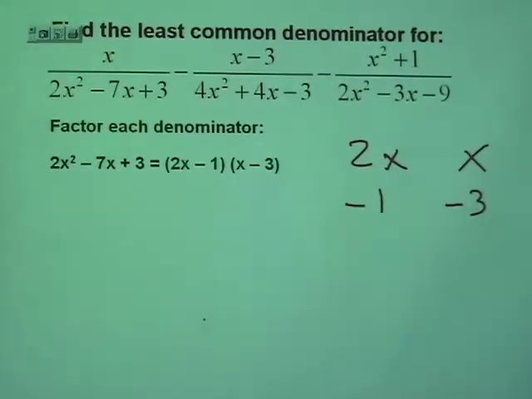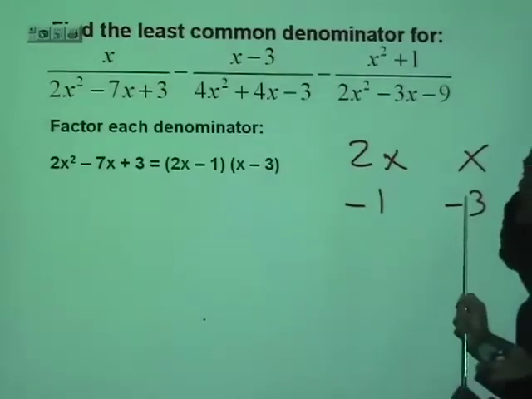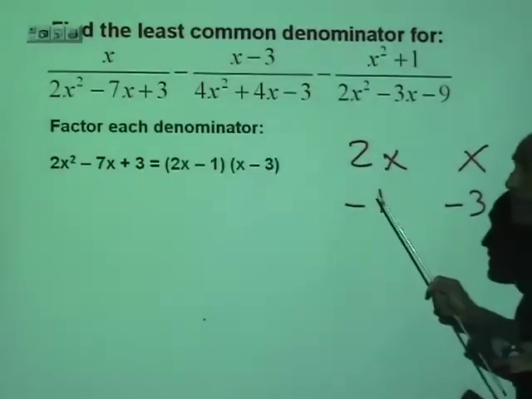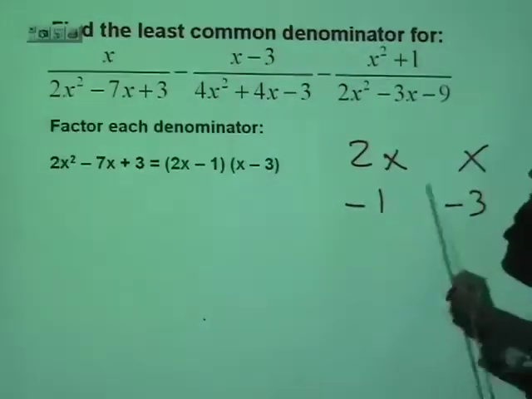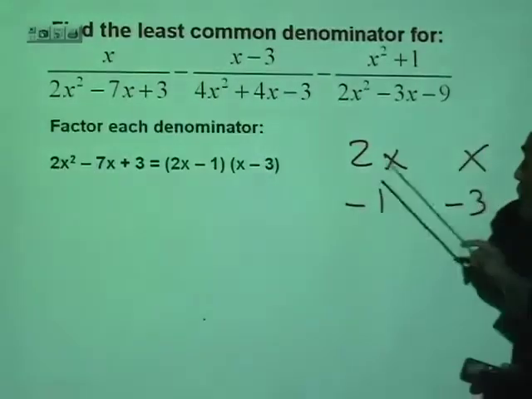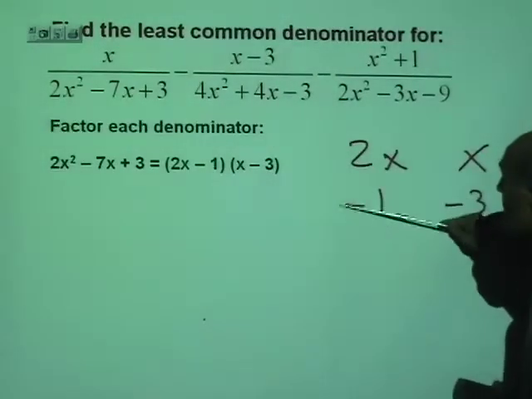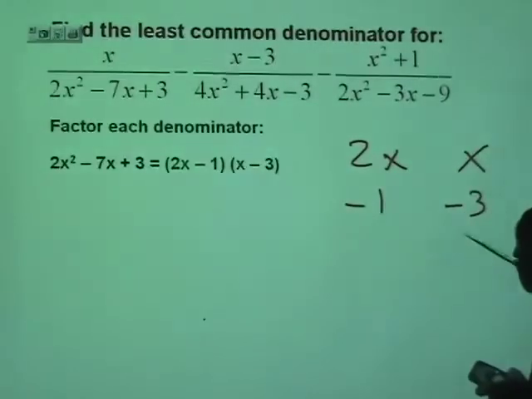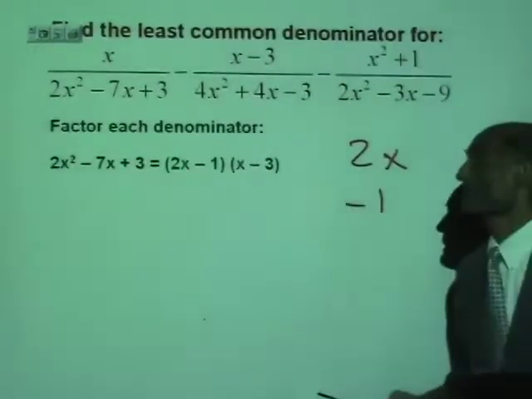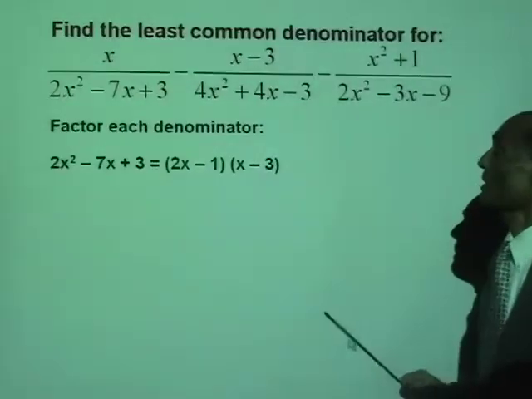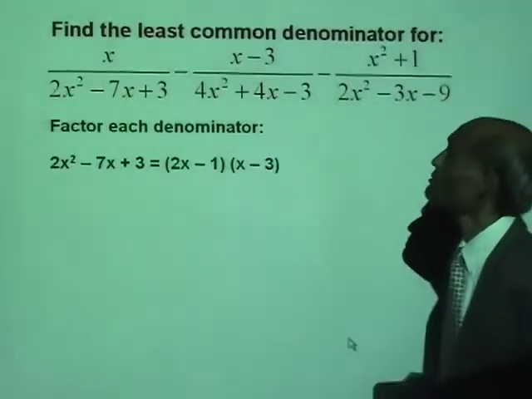In doing so, we have been now able to show that negative 3 times 2x is negative 6x, and that added to negative x gives negative 7x, and therefore the factors are 2x minus 1 times x minus 3, and that is the first denominator. Alright, how about the next one?